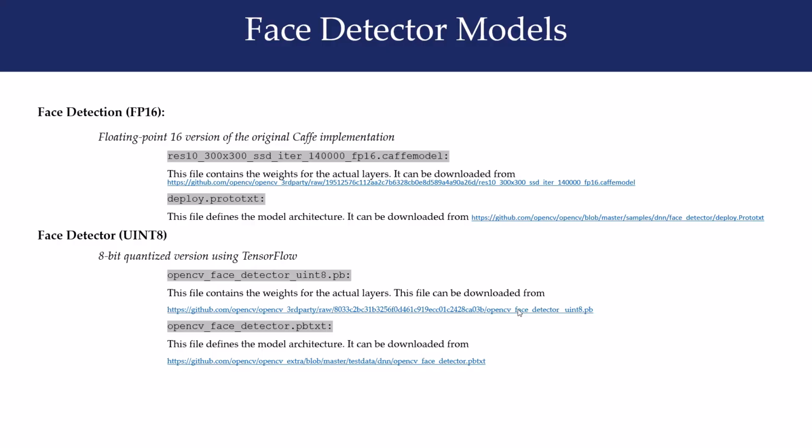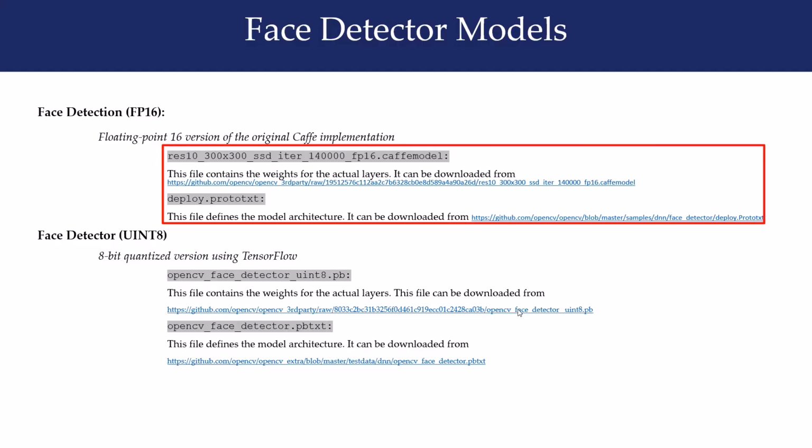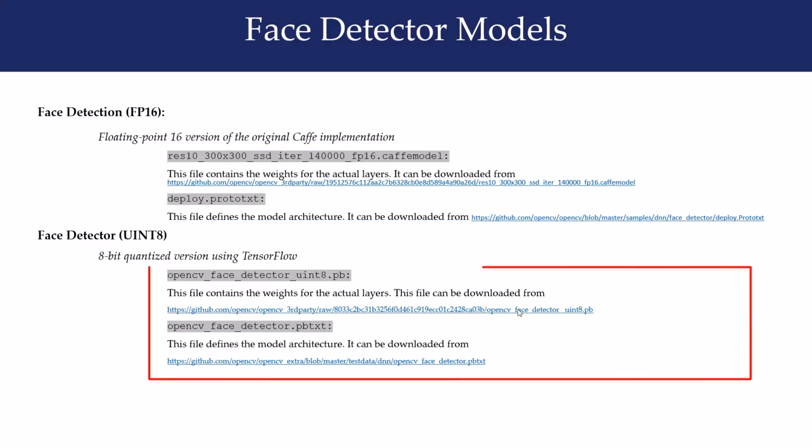In each case, you will find two sets of files, the model file and the config file. In the case of the Caffe model, these are the following details. You can download the models from the URL available here. Also, if you want the TensorFlow model, you can download it from the URL available here.